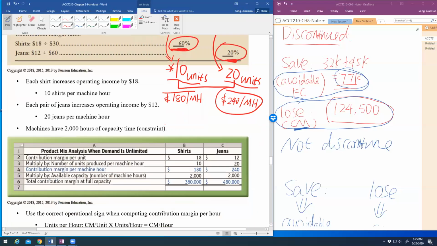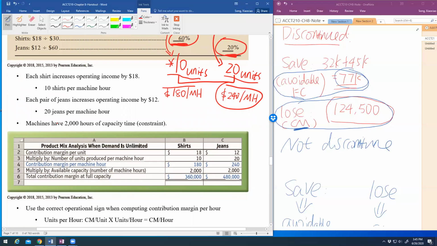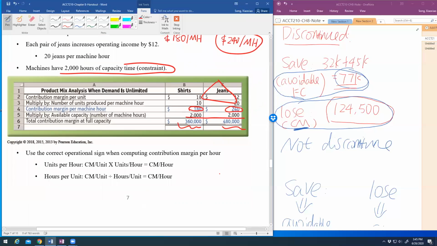So let's look at this example from your textbook. We know that you only have 2,000 machine hours. That's our constraint. Our shirt, 1 hour gives us $180. For jeans, 1 machine hour gives us $240. We totally have 2,000 machine hours. So totally our contribution margin from shirts is $360,000, from jeans is $480,000. One more time, we should focus on the jeans.